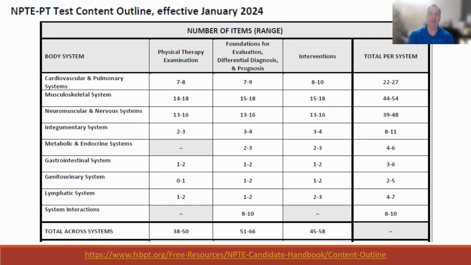I think it's always helpful to review what the content outline looks like. What you can see on this slide is the content outline as it relates to systems. Of course, there are all the non-system categories too, like research and EBP, equipment and devices, and therapeutic modalities. But since we're focusing on the elbow, forearm, wrist, and hand today, I thought it'd be best to present this slide that shows the systems. And we know that the musculoskeletal system and the neuromuscular system are going to be the two largest systems that are represented on the NPTE.